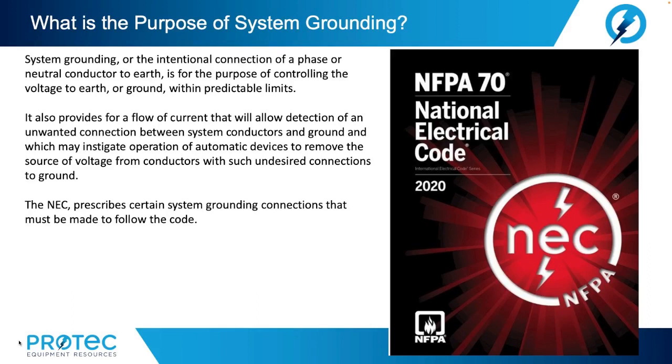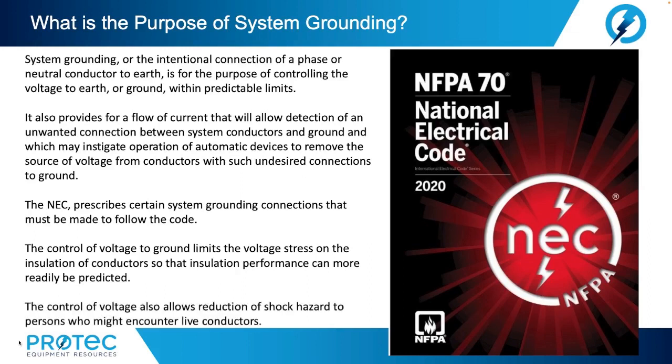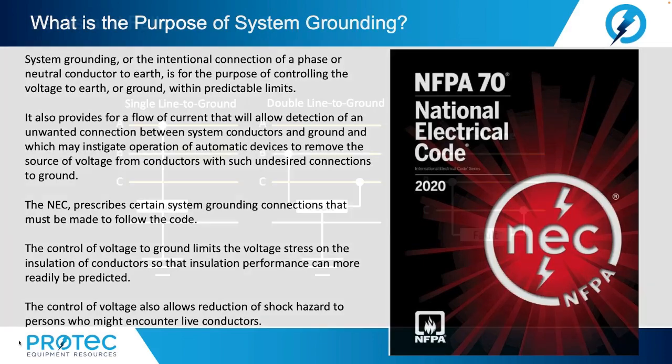The National Electrical Code prescribes certain system grounding connections that must be made to follow the code. The control of voltage to ground limits the voltage stress on the insulation of conductors so that installation performance can more readily be predicted. The control of voltage also allows reduction of shock hazards to persons who might encounter live conductors.